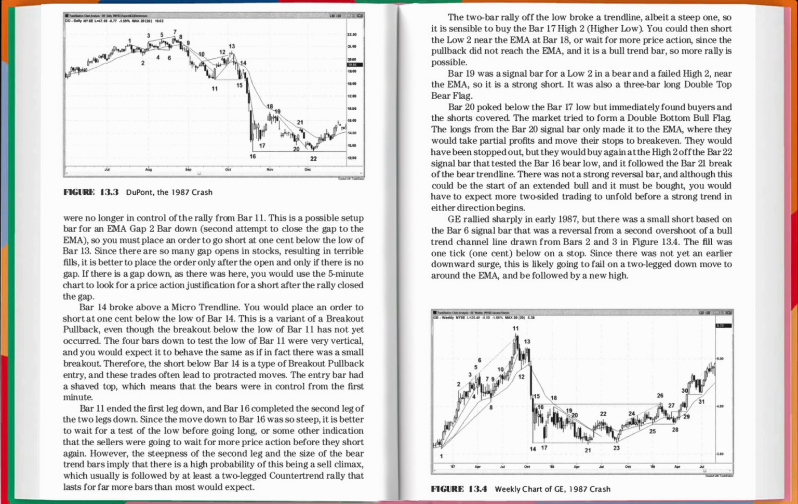It was also a 3-bar long double-top bear flag. Bar 20 poked below the bar 17 low, but immediately found buyers and the shorts covered. The market tried to form a double-bottom bull flag. The longs from the bar 20 signal bar only made it to the EMA, where they would take partial profits and move their stops to break-even. They would have been stopped out, but they would buy again at the high 2 off the bar 22 signal bar that tested the bar 16 bear low, and it followed the bar 21 break of the bear trend line.